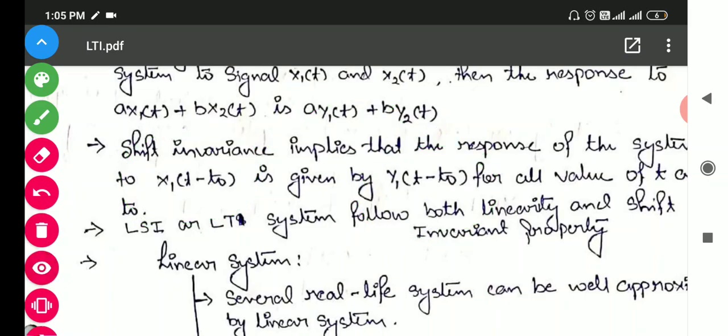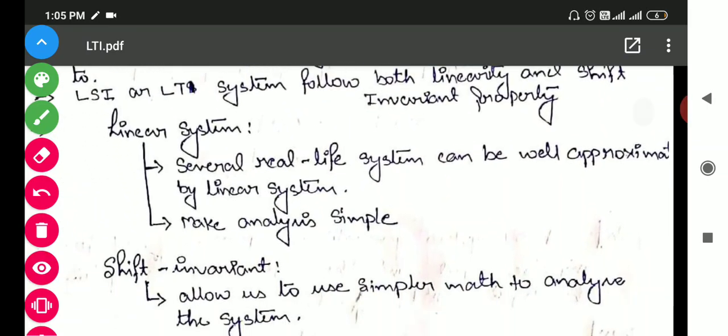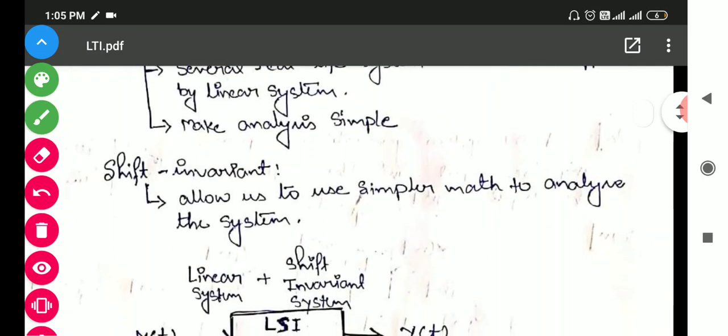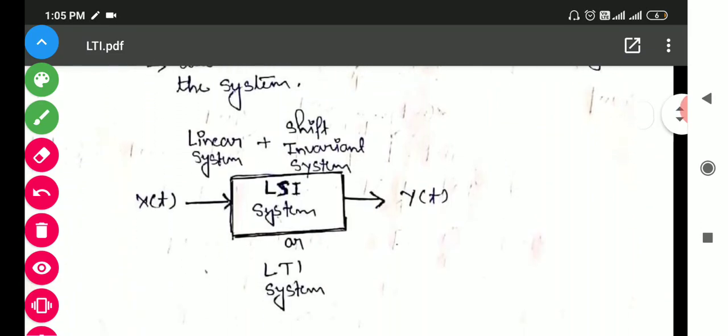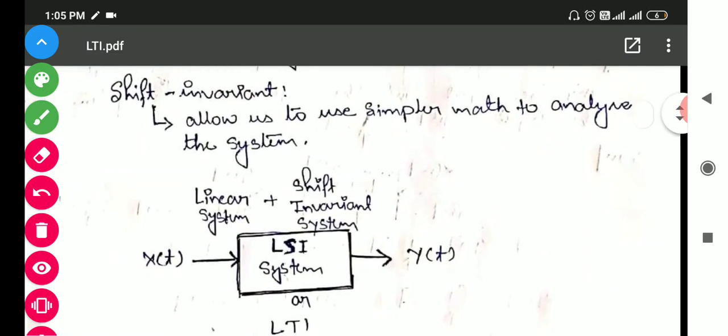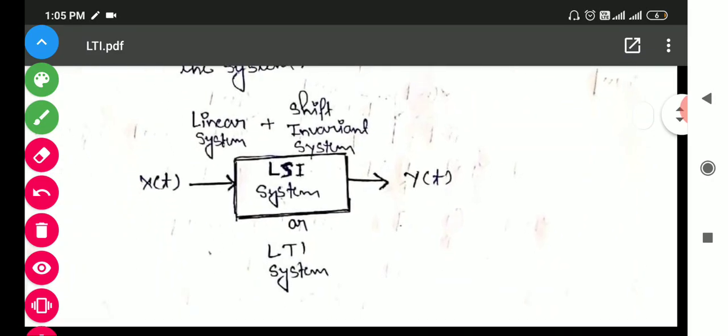The linear system is taken here because several real life systems can be well approximated by linear systems, and it also makes analysis very simple. Second is shift invariance. It also allows us to use simpler math for the analysis of the system.